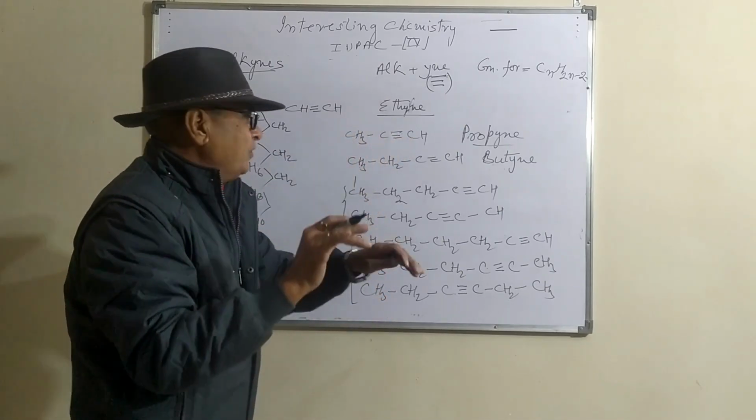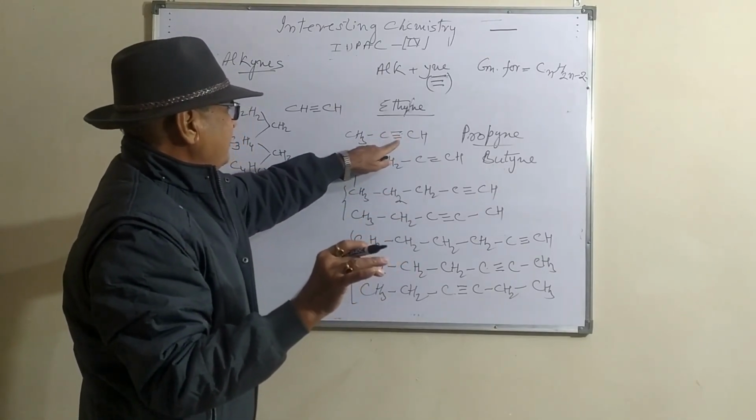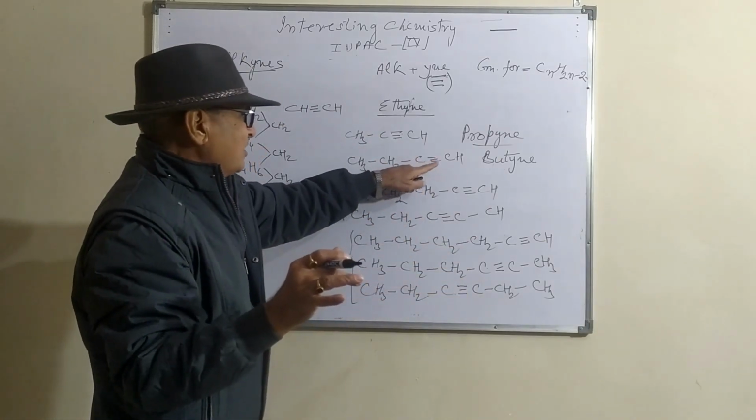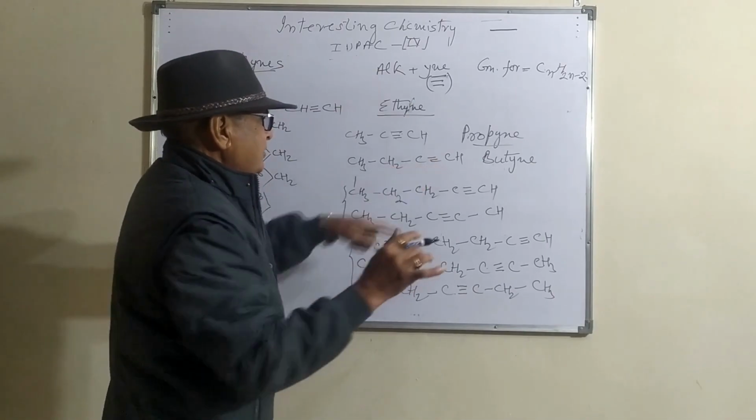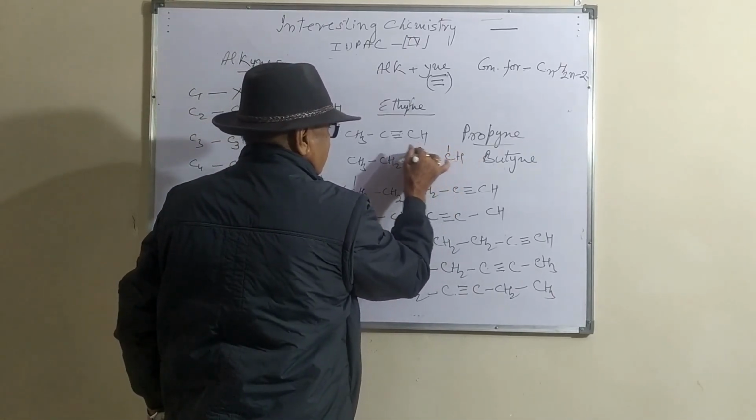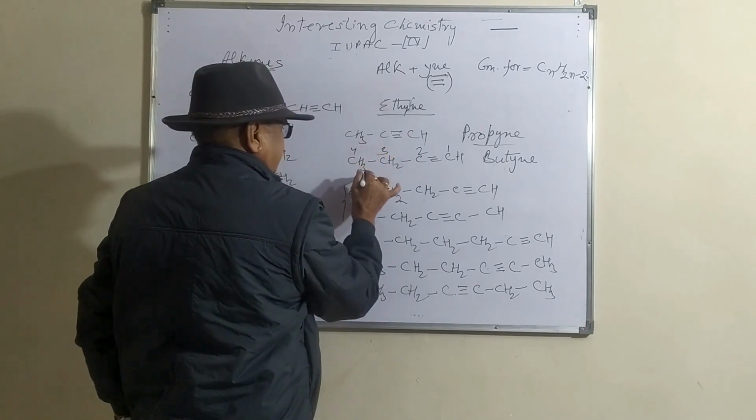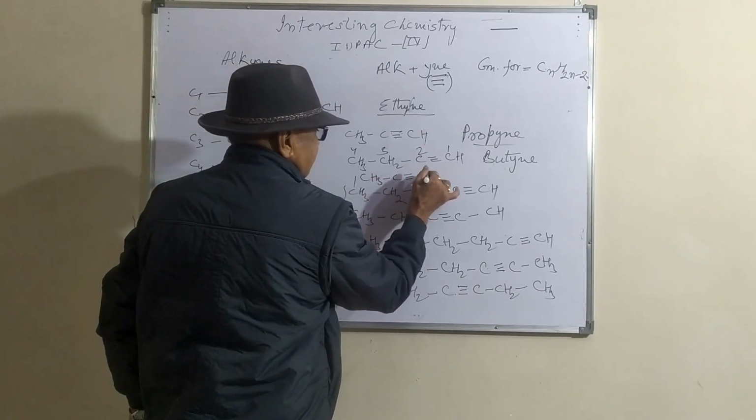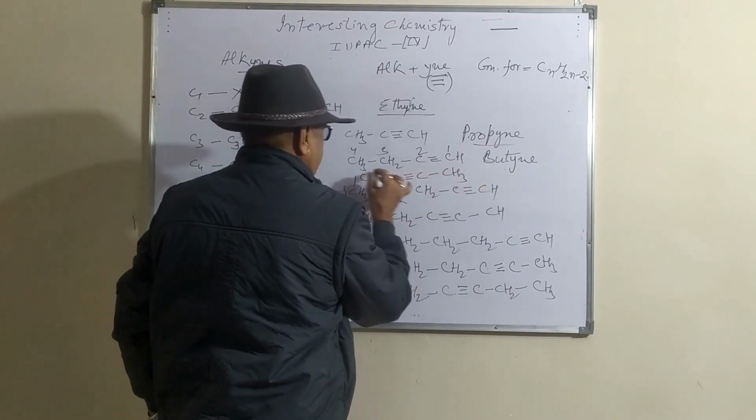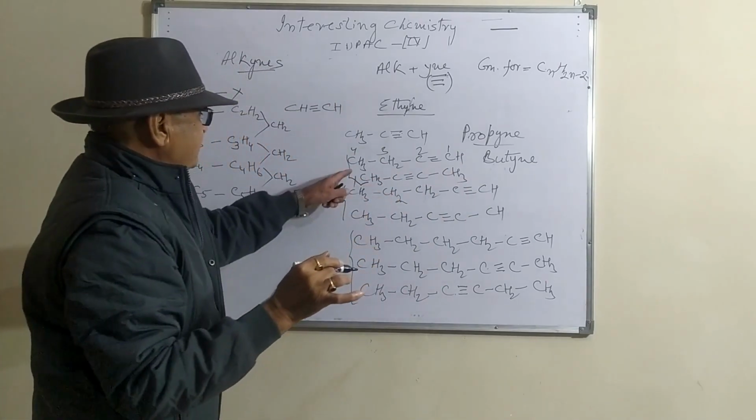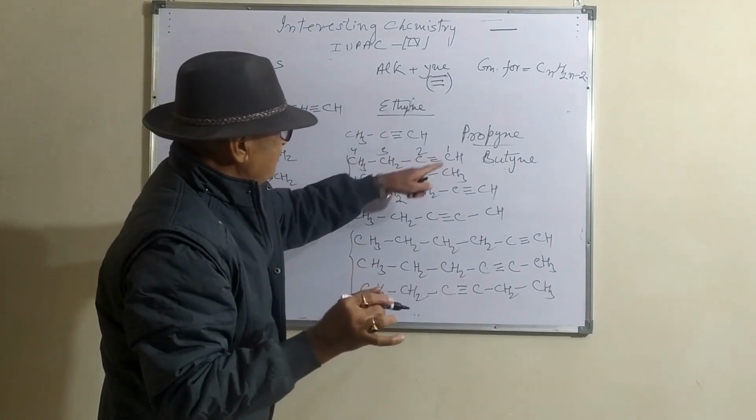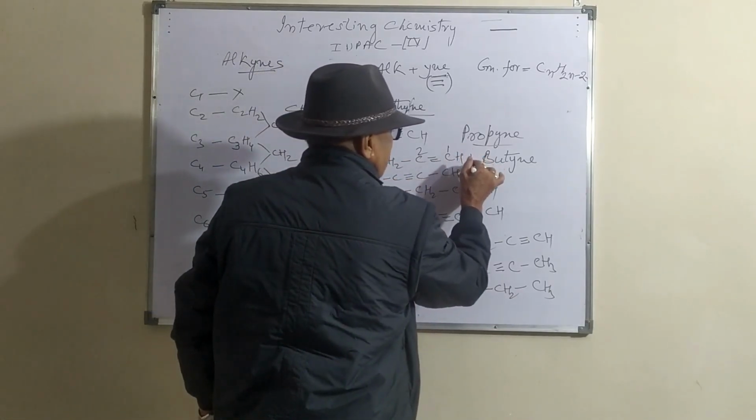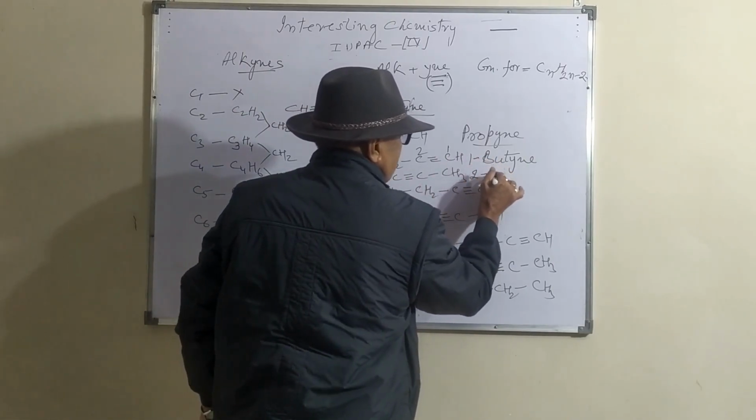So there will be no difference if I write the triple bond here and here, both the structures will be the same. But in this case, the double bond is on the first position, 1 to 4. And if I write the triple bond between here, then the structure will be the same. So this is CH3, CH2, C triple bond CH. This is CH3, C triple bond CH3. So this will be 1-butyne and this will be 2-butyne.